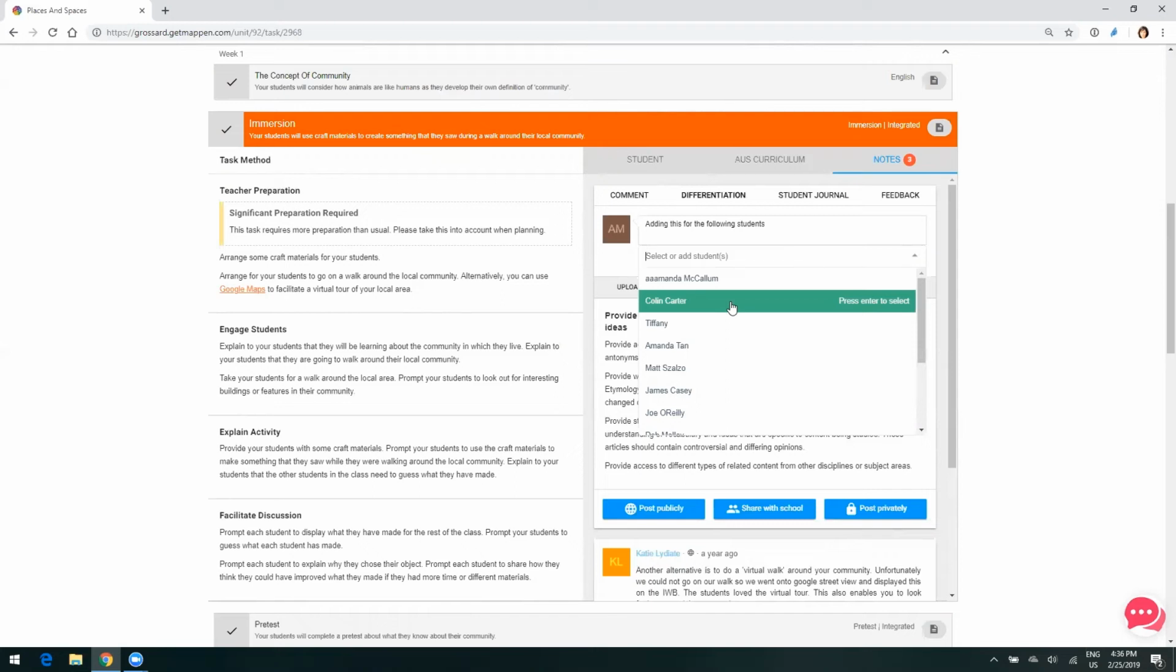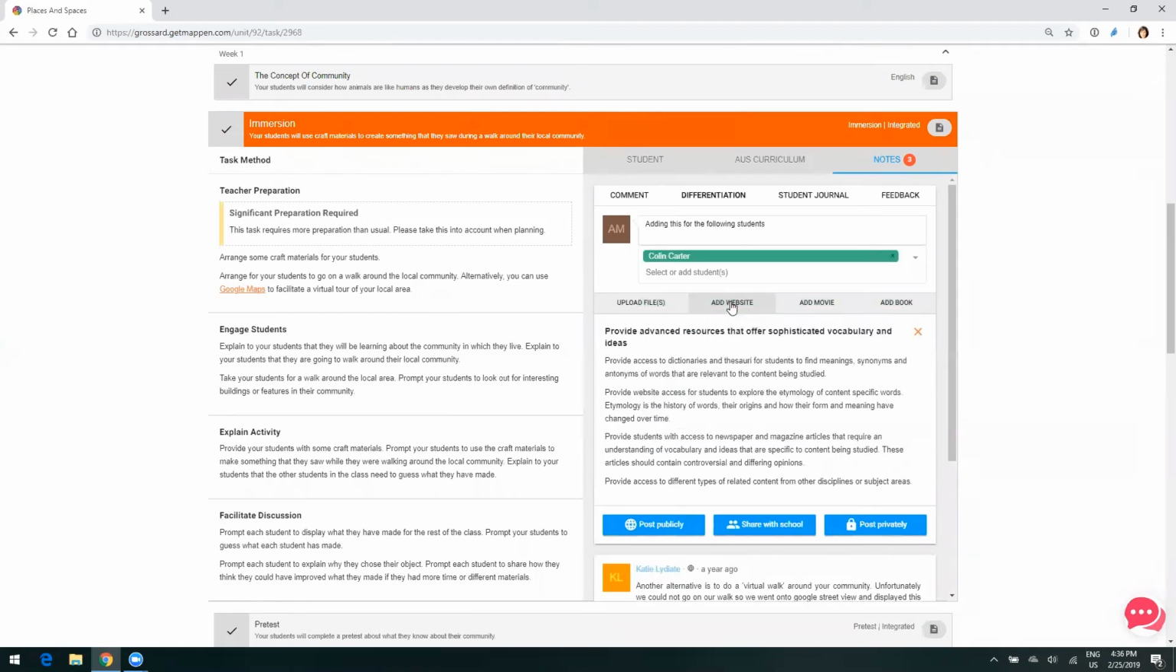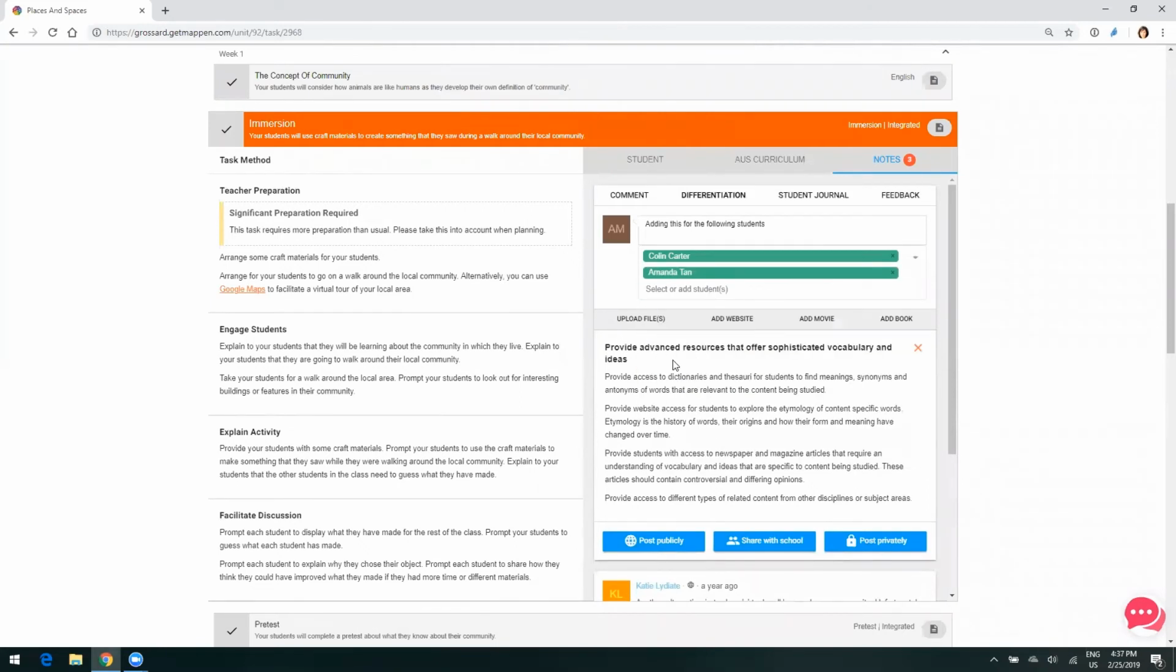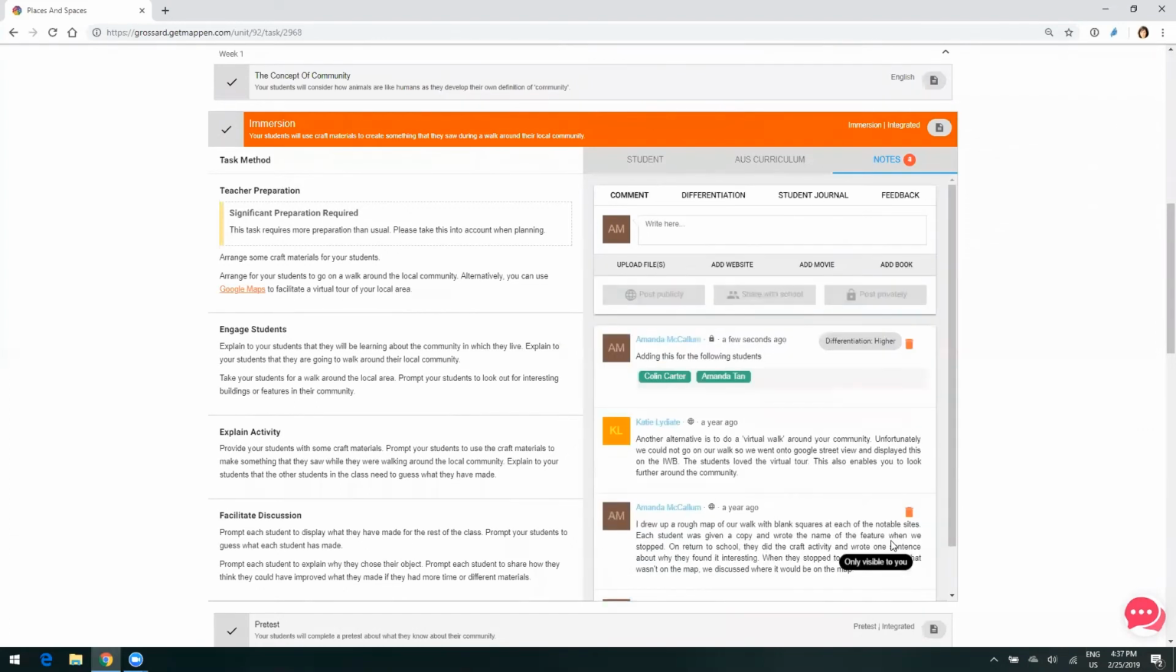You can build meaningful anecdotal records about what the students are doing and link it, because if I link that to Colin Carter, I can link it to another student, I can link it to Amanda Tan, and when I go into my student records, I can see those notes. So you will see how that is happening. I'm making comments about my students, so I'm posting it privately. I'm hoping that that will make sense to you.